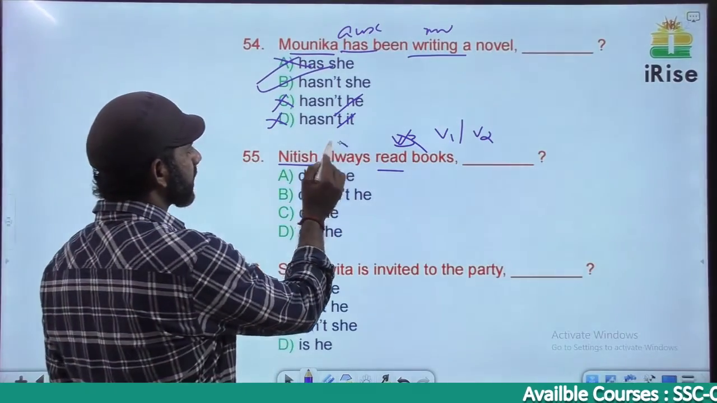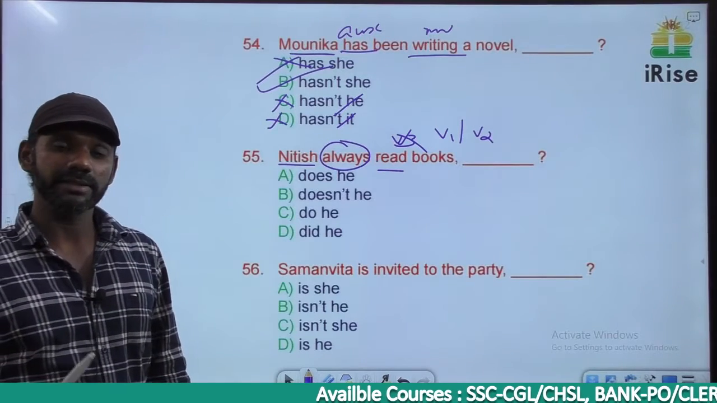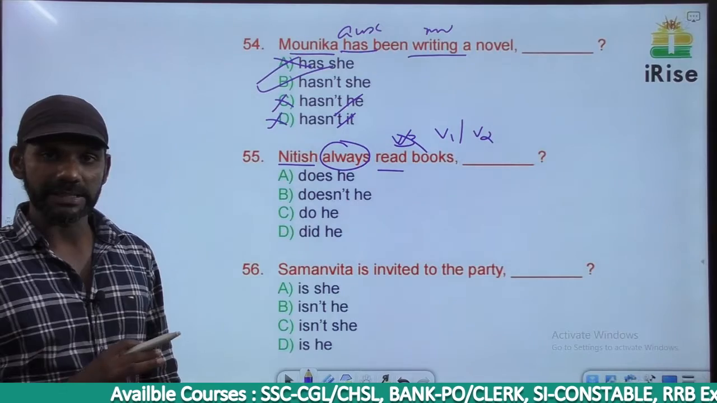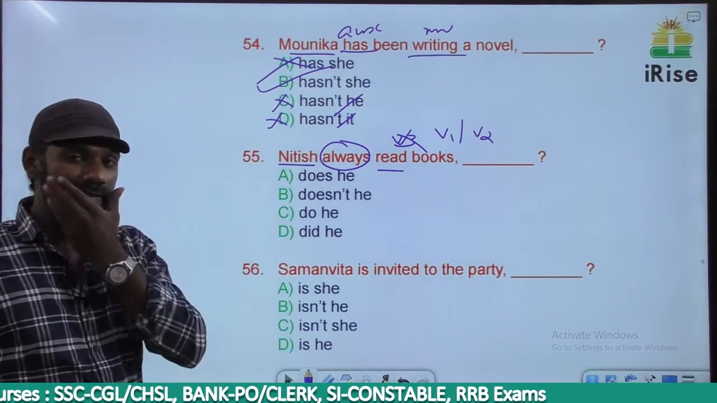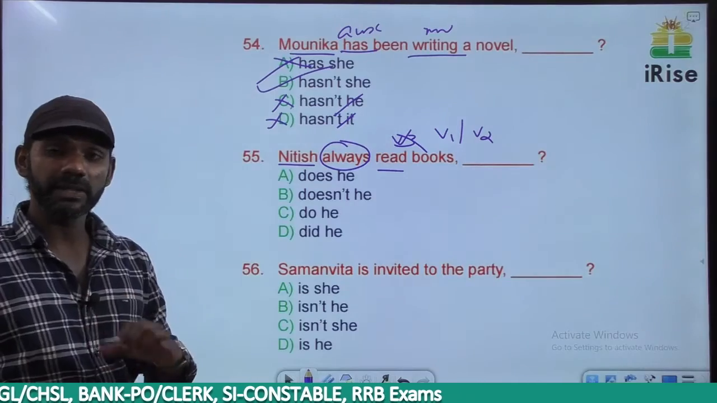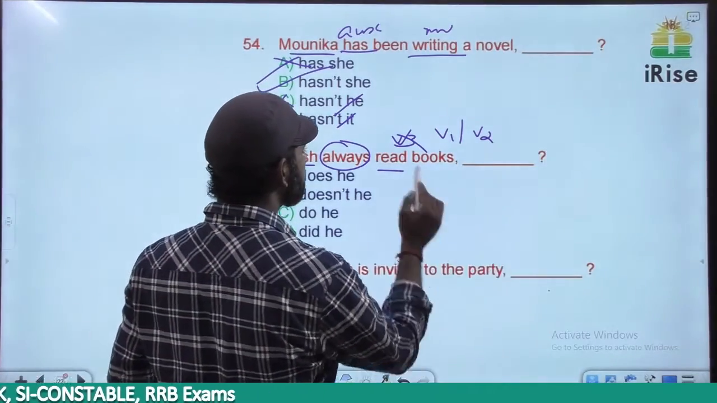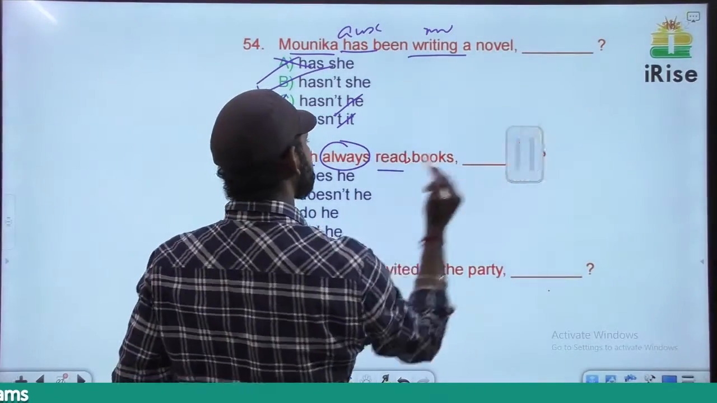Always tells us about a regularly happening action. And if it is a regularly happening action, it must be in the simple present tense. So this statement must be in the simple present tense. Then one more thing. The subject here is Nitish, singular. If the subject is singular, the verb must also be singular. This sentence is grammatically wrong. It must be Nitish always reads books. This is grammatically correct. Right?